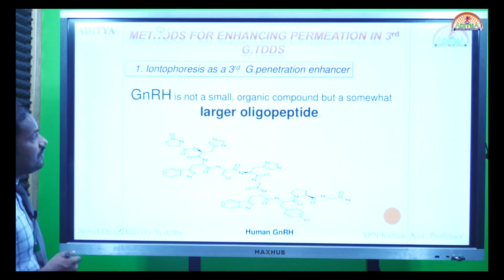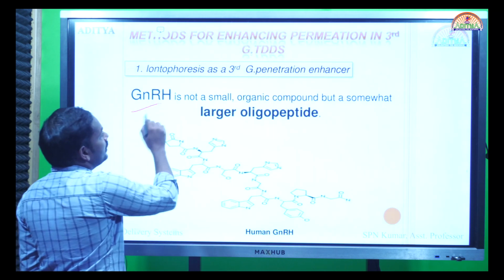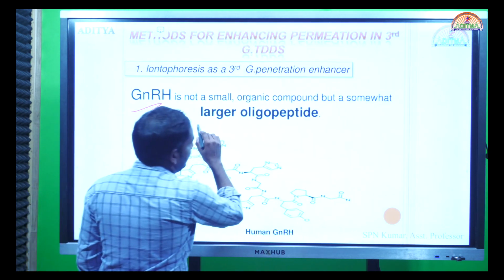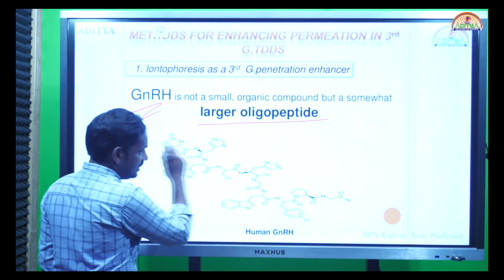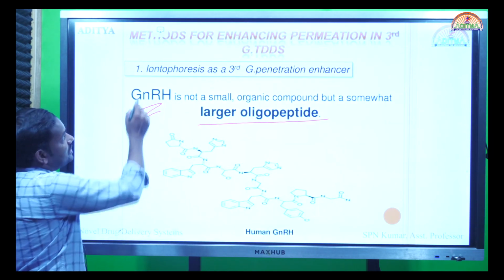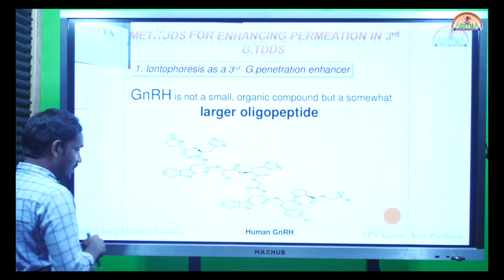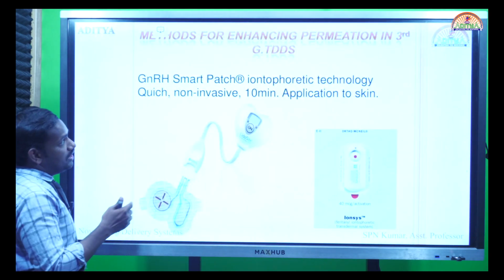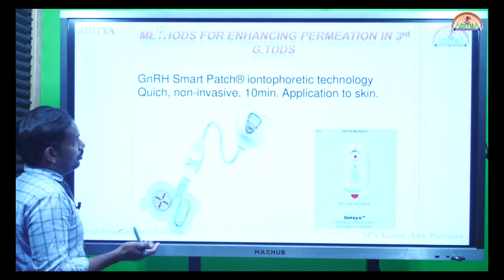So one example is gonadotropin releasing hormone. This is a very large oligopeptide. As you can see the structure of the drug, but still it can be given by using this third generation technique, such that the skin disruption will be increased and more amount of drug will be released into the body.